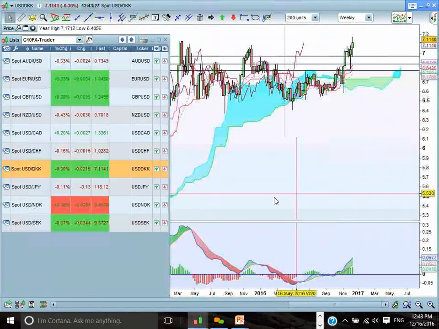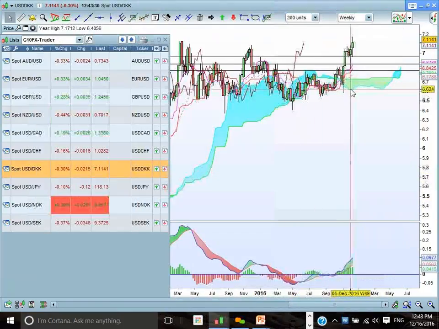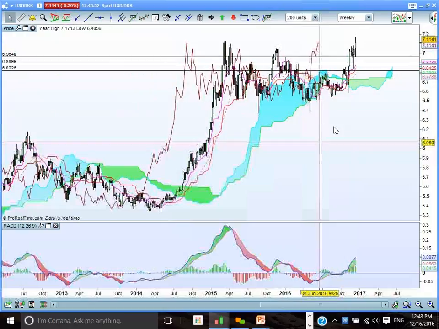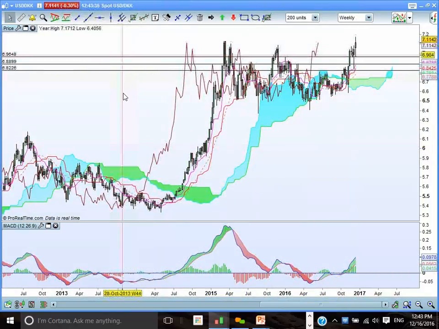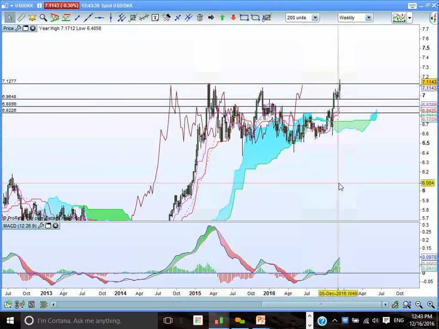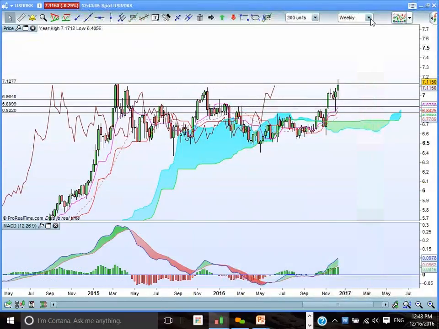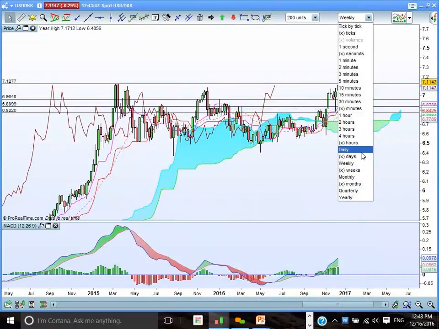US dollar Danish krona. So yeah, we can see we have once again fighting old weekly cloud chart resistance areas. Well, old highs, not so much cloud chart resistance, old highs as key resistance. We can see there's a triple top formation there. It's fighting to break past there.